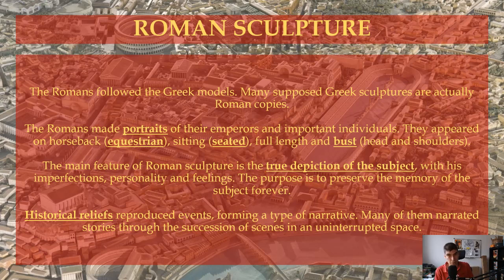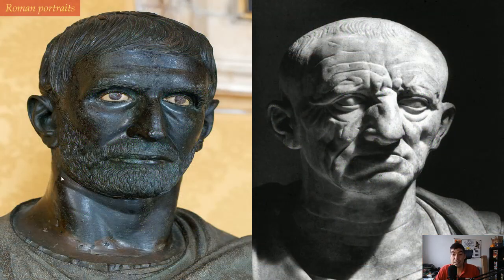The true depiction of the subject, with its imperfections, with their personality, with their feelings. If the Roman was ugly, he was sculpted ugly, okay? This was done to preserve the memory of the subject. And also we have historical reliefs, for example, in the column of Trajan, which reproduce events forming a narrative, as I showed you. So, you can see here, okay?